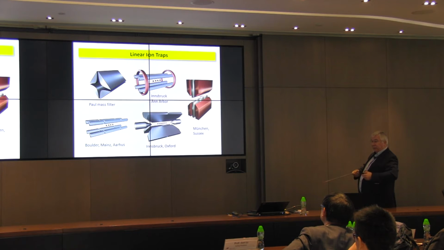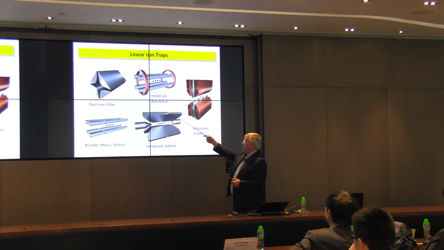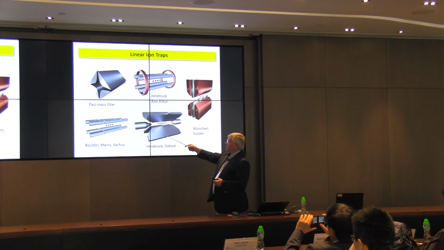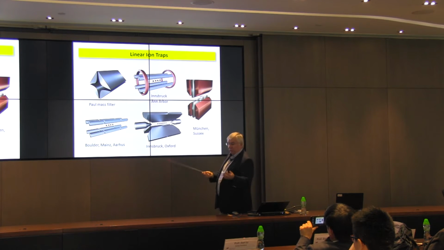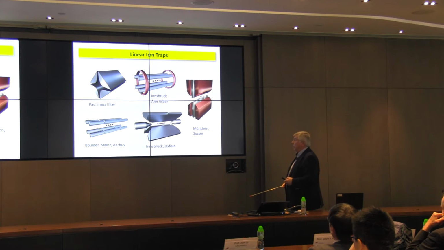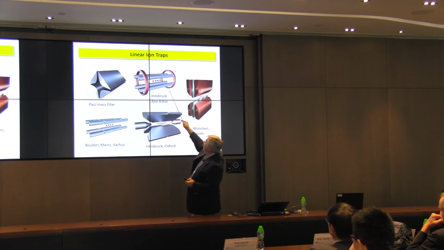What would be the carriers of the bits? These would be traps. What are these traps? These traps all derive technically from what's known as the Paul mass filter from the 50s, where Wolfgang Paul showed how to guide a beam stably through the electrodes if you just provide the right frequencies with the right voltages in a mass selective way. Now you can keep the ions inside by winding rings around it and keep them in the center. Or you just replace the rings by these segments.